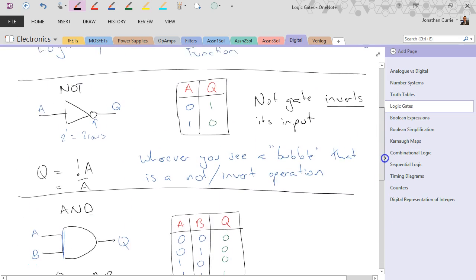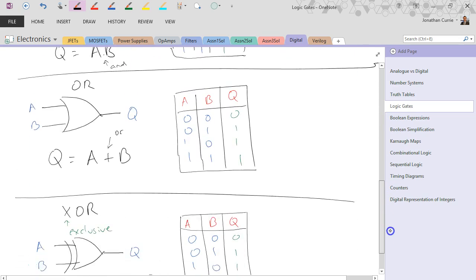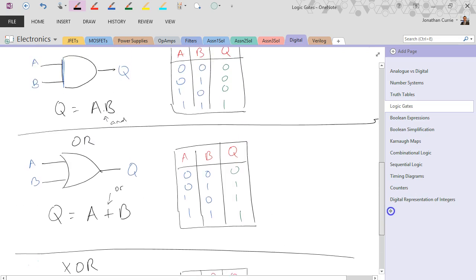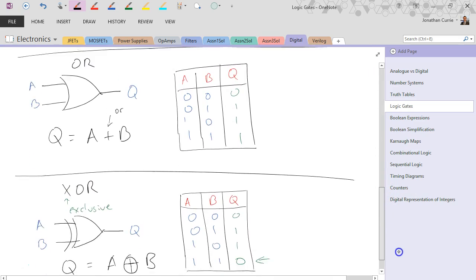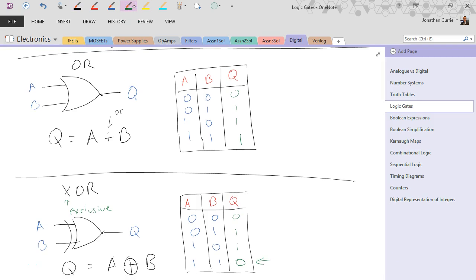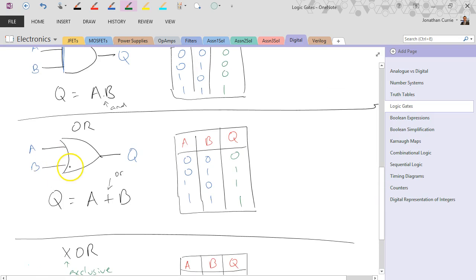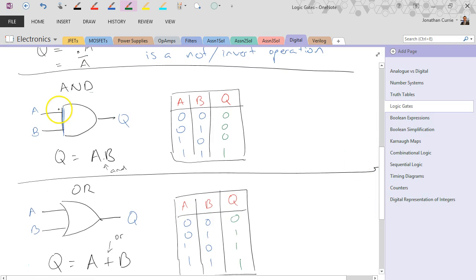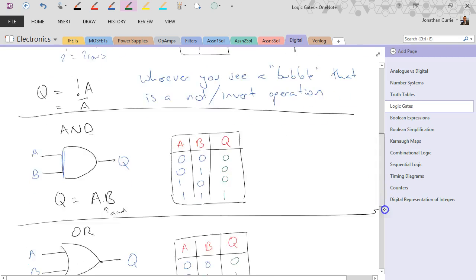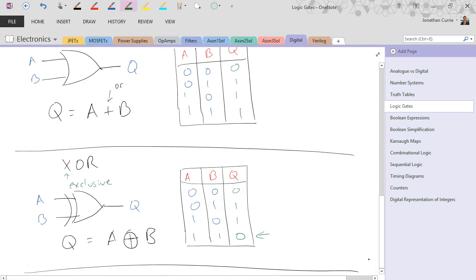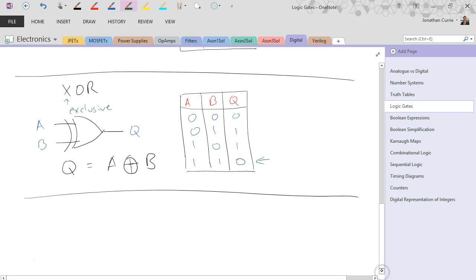So those are our fundamental gates, the NOT, the AND, the OR, and the XOR. You need to remember these symbols, and you need to remember the truth tables associated with them. Thankfully, the names should help you remember their functionality: A or B, A and B, not A, and A exclusively OR B.